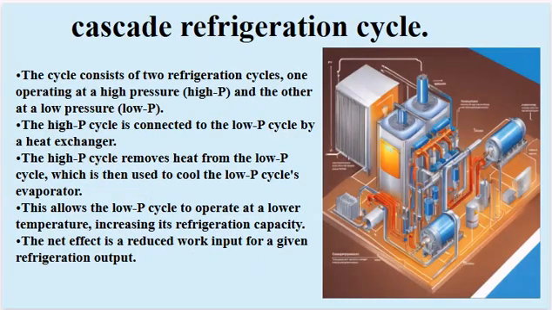Let's explore the cascade refrigeration system, consisting of two interconnected refrigeration cycles, a high-pressure cycle and a low-pressure cycle. The high-pressure cycle extracts heat from the low-pressure cycle using a heat exchanger, allowing the low-pressure cycle's evaporator to operate at a lower temperature. This configuration enhances the refrigeration capacity of the low-pressure cycle while reducing the overall work input required for a given refrigeration output, making it efficient for applications requiring very low temperatures.